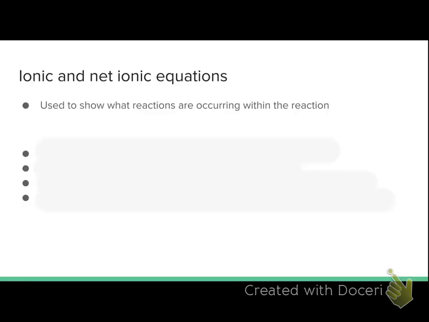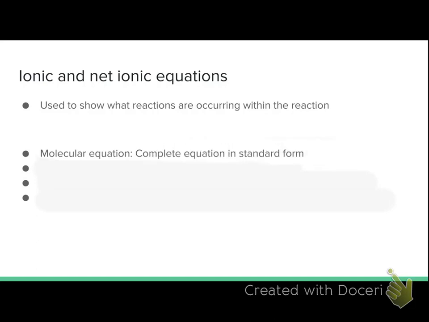All right, so ionic and net ionic equations are going to be used to show what reactions are actually occurring within the reaction that we're looking at. So there are some things that as we go through the reaction, they're just kind of there. They're what we call spectators, and we'll get to that in a second. But at the end, what we're going to see is what reaction is actually occurring to give us a new substance.